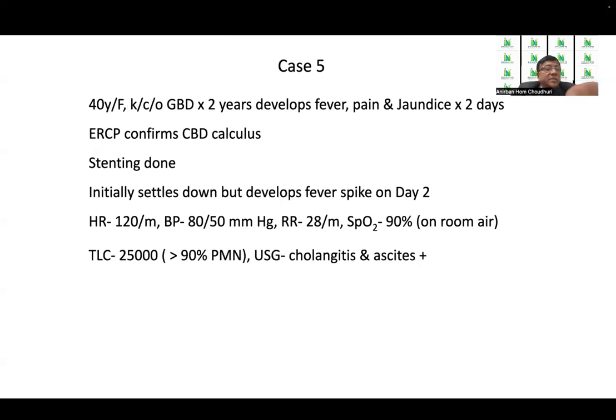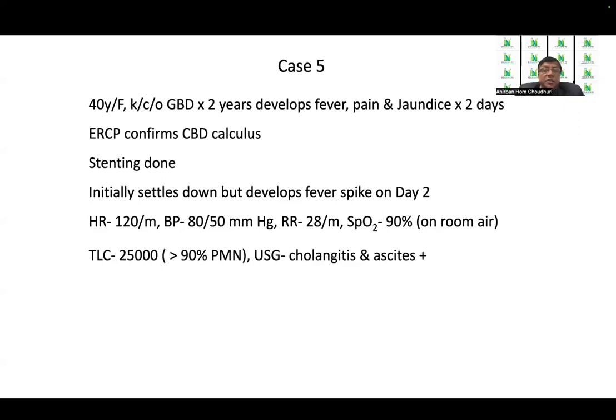Moving on to another case, a 40-year-old female, a known case of gallbladder disease for 2 years under conservative treatment, develops fever, pain, and jaundice over 2 days. ERCP confirms her CBD calculus. Accordingly, a stenting is done.